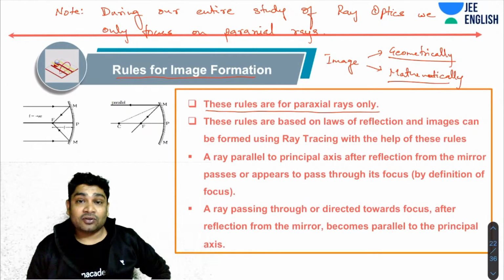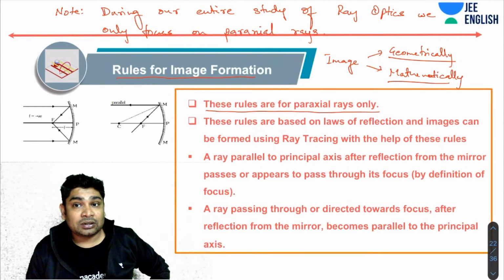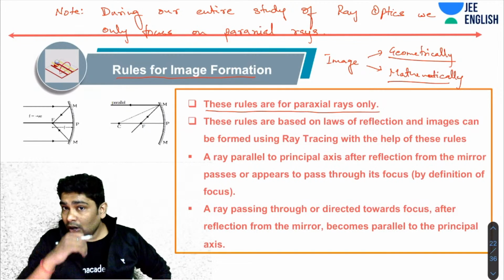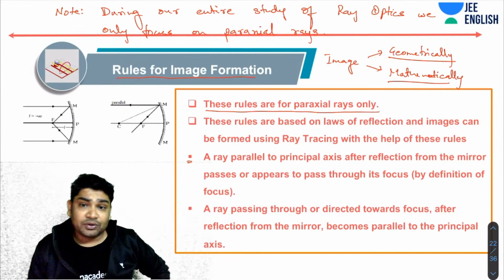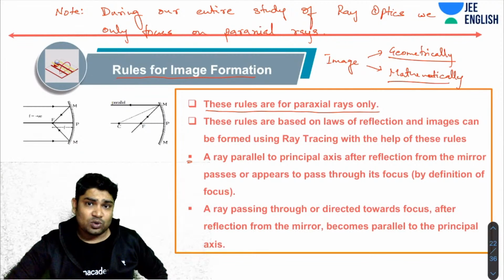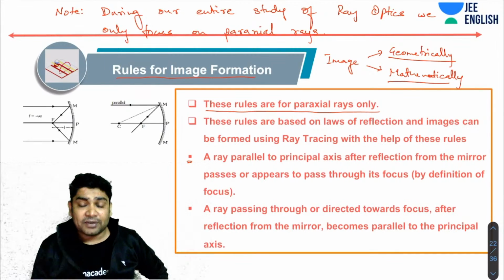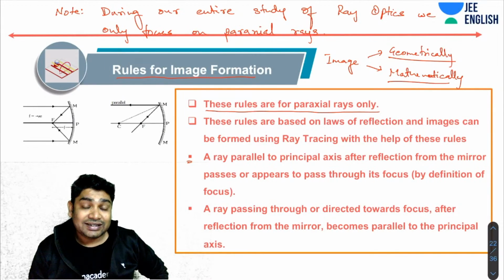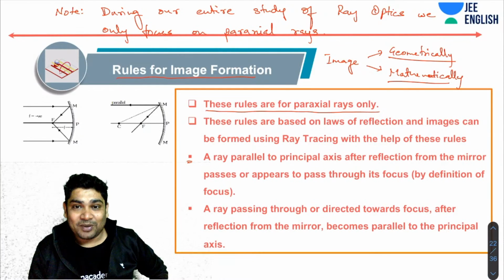So these are the rules. The first rule is that any ray parallel to the principal axis, after reflection from the mirror, will pass through its focus. Whenever you are using ray tracing, we only consider some standard rays. That's the first standard ray that we usually consider: a ray traveling parallel to the principal axis. After reflection, such a ray would always pass through the focus, by the definition of focus.